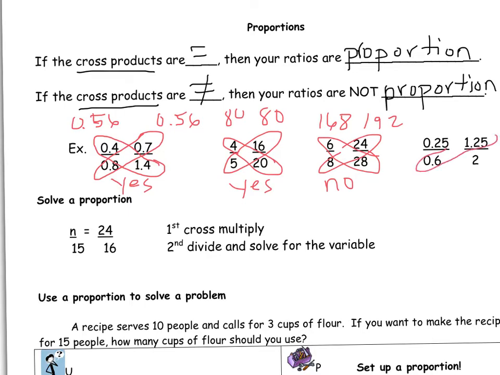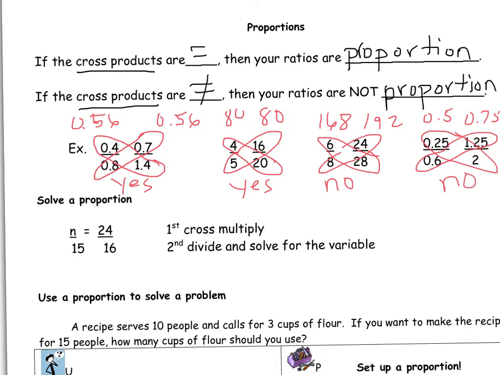And if we check the last two, 6/10 times 1 and 25 hundredths is 75 hundredths. And 2 times 25 hundredths is 0.5. So that's also a no. They're not proportional.